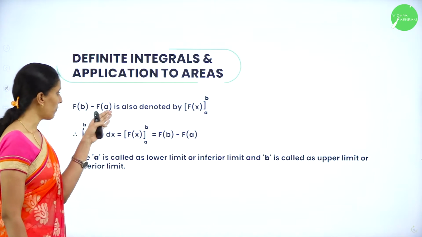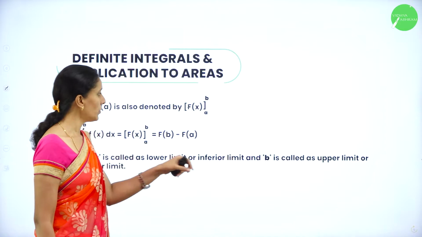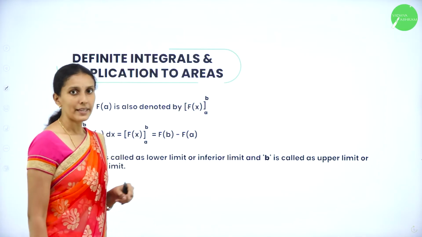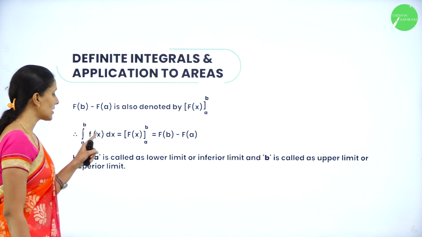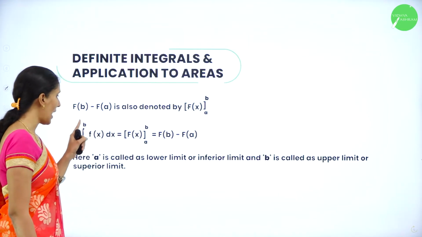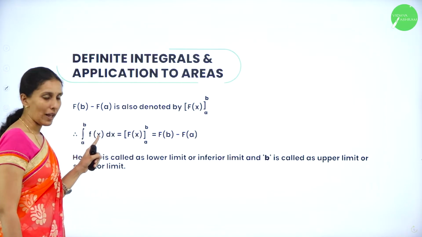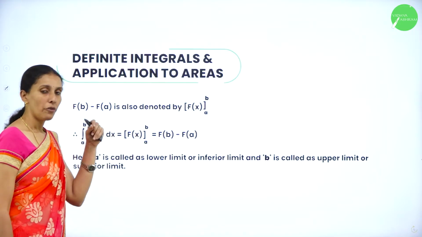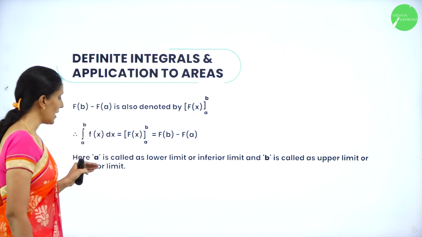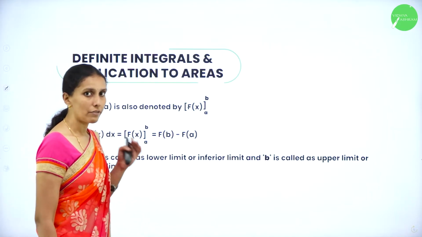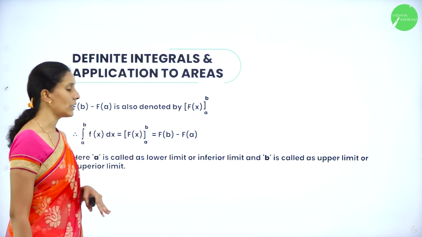F of b minus F of a is nothing but the integral value F of x with a and b as limits. Whenever a function is given with two limits a and b, capital F of x will be its integral value. We have to substitute F of b minus F of a. Here a is called the lower limit or the inferior limit and b is called the upper limit or the superior limit.